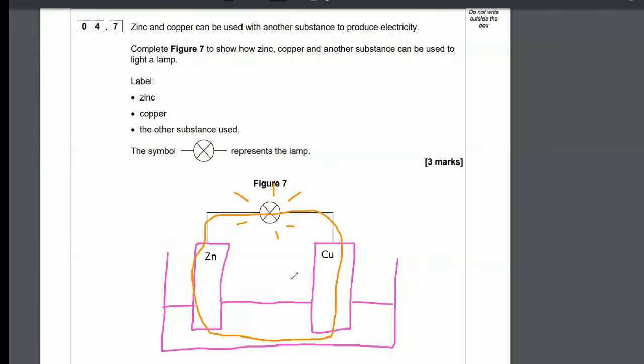The bigger the difference in their reactivity, if I'd used copper and let's say a really reactive metal like potassium or magnesium, then I would have got a much brighter light. I'd be able to produce a lot more electrons.